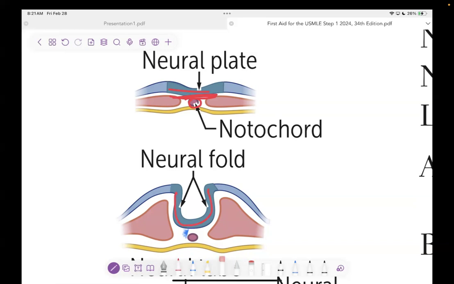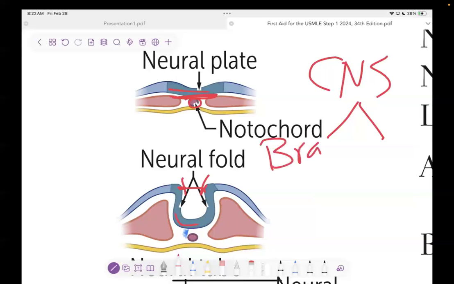And at a later stage, this side of the fold, this side of the fold and this side of the fold get together and make a neural tube. Now that we know that neural tube is made, we know that a neural tube develops into CNS. And we know that CNS is made of two parts. One is the brain, the hemispheres, and the other is spinal cord. So now we know how the CNS is made.